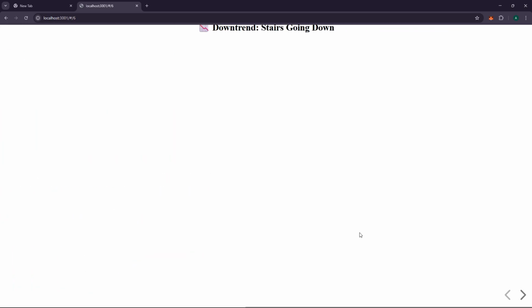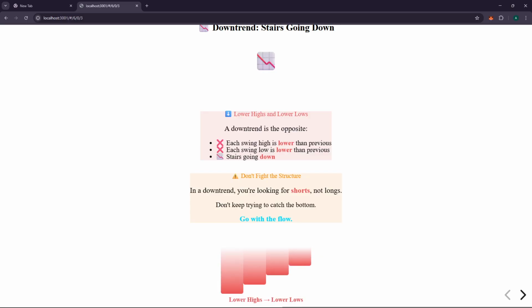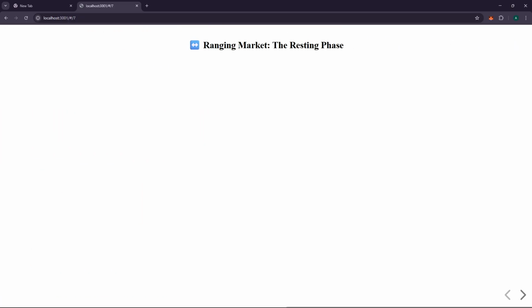Now let's talk about downtrend. A downtrend is simply the opposite: lower highs and lower lows. Each swing is lower than the previous one, and the price goes down. In a downtrend, you're looking for shorts, not longs. Don't fight the structure. If the market is going down, don't keep trying to catch the bottom. Go with the flow.